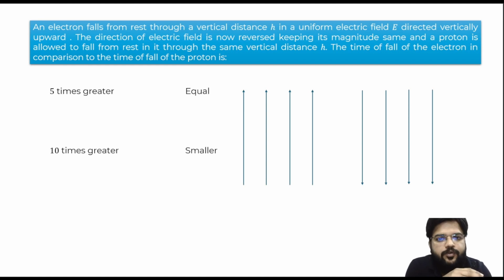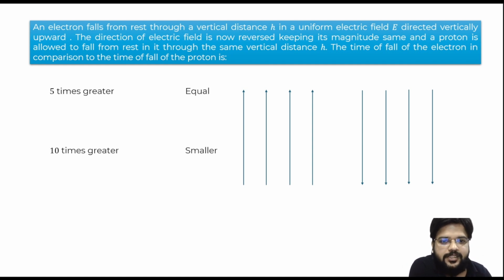An electron falls from rest through the vertical distance h in a uniform electric field E directed vertically upward. The direction of the electric field is now reversed, keeping its magnitude the same, and a proton is allowed to fall from rest in it through the same vertical distance h. The time of fall of the electron in comparison to the time of fall of the proton is: 5 times greater, equal, 10 times greater, or smaller. Which one is correct here? So let's see how we can do this question, everyone.